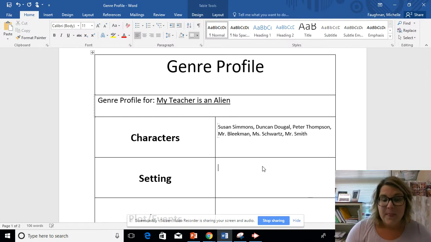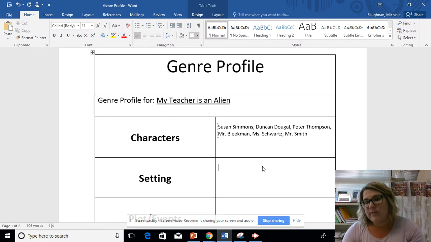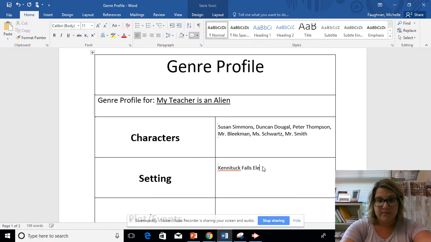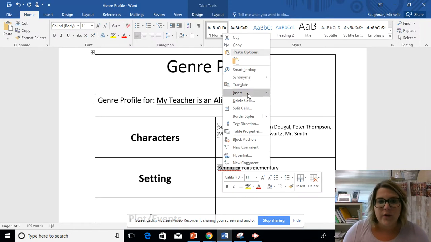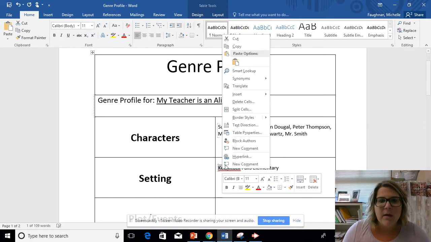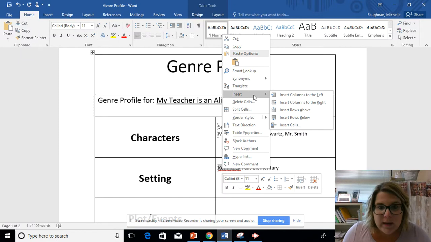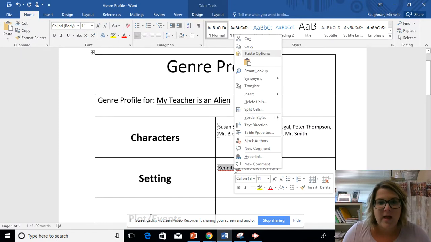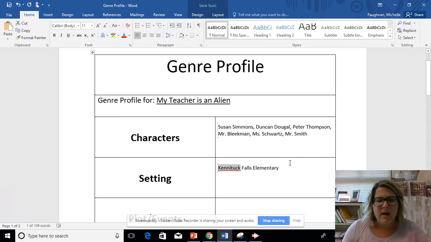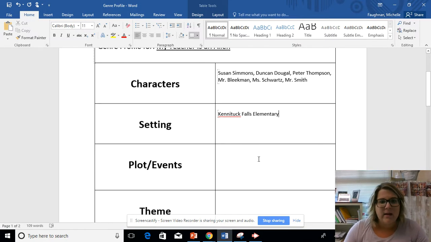The setting, the main setting so far, I know that they've traveled at this point to Mr. Smith's house, but the main setting we have is the Kennebec Falls Elementary. And because I'm typing, it's telling me some of these words are spelled incorrectly, so I am just clicking them, ignoring them, because I know that it's not quite recognizing it. I'll just leave that line there.